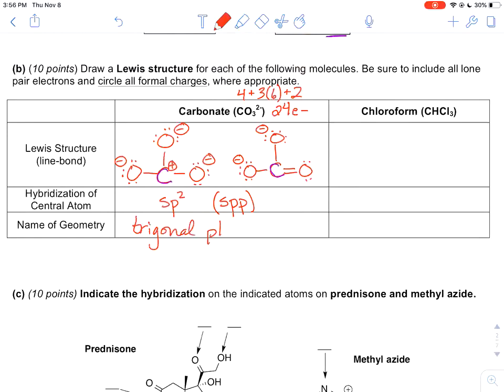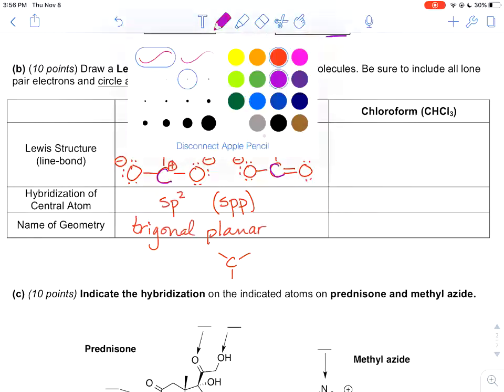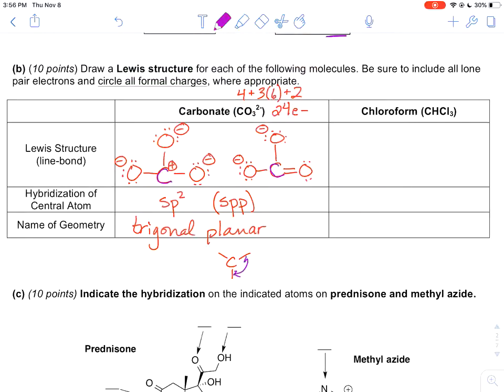So while I didn't draw trigonal planar geometry up there, it's implied because it's sp2, and trigonal planar geometry is one where you have 120-degree bond angles. Okay.